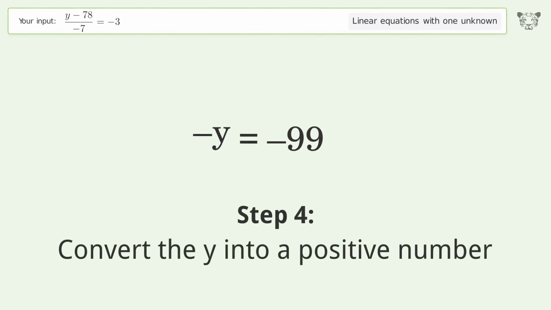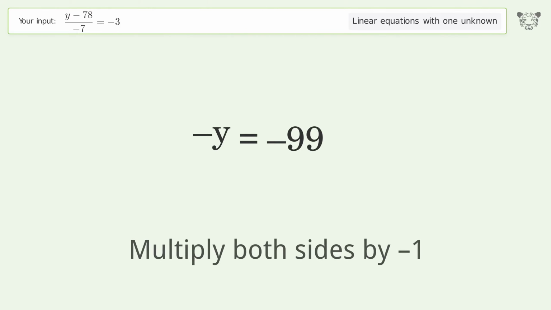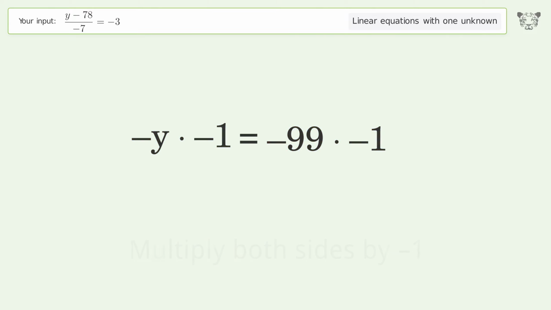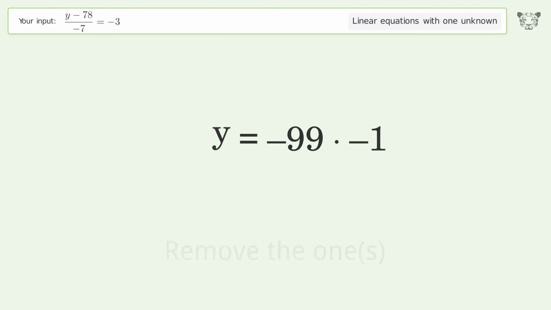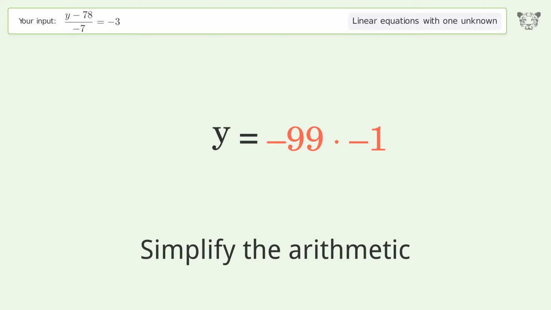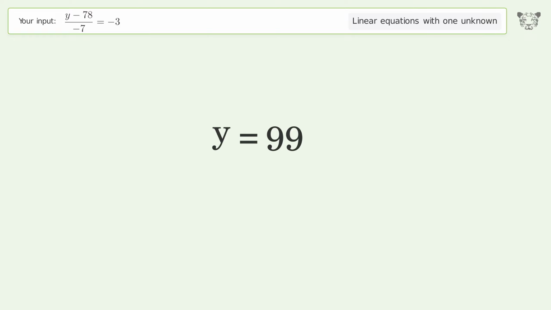Convert the y into a positive number. Multiply both sides by -1. Remove the ones. Simplify the arithmetic. And so the final result is y equals 99.